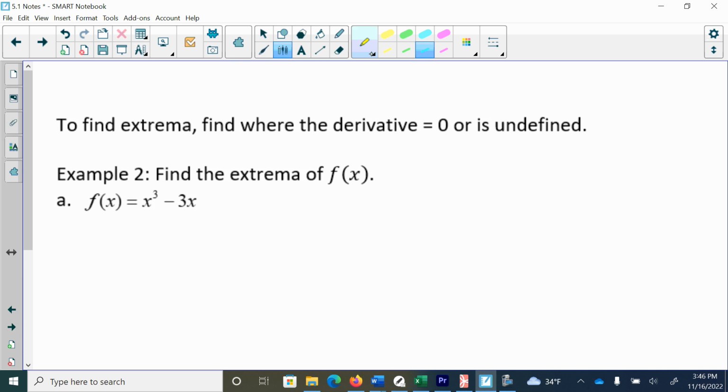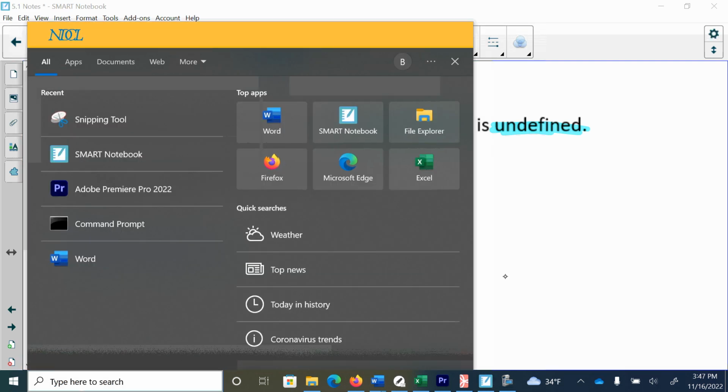For the next one, it's asking me to find the extrema of f of x. The extrema are where the derivative is equal to 0 or the derivative is undefined. There's two places: derivative is equal to 0, derivative is undefined. So the first thing I'm going to have to do to find my extrema of f of x is find the derivative. So the derivative will be 3x squared minus 3. For that derivative, I want to know when it's going to be equal to 0 or undefined.